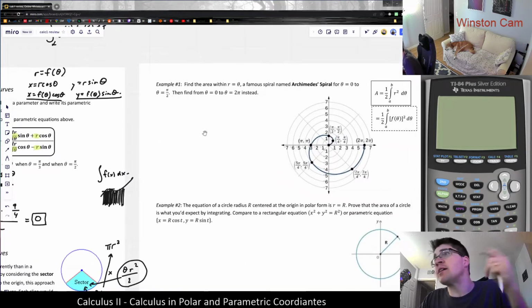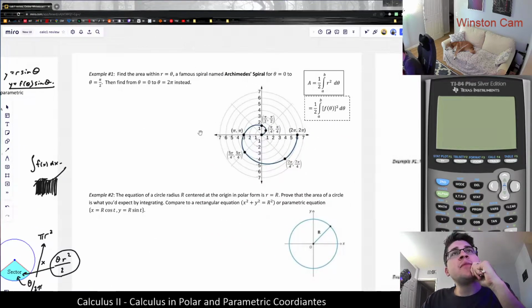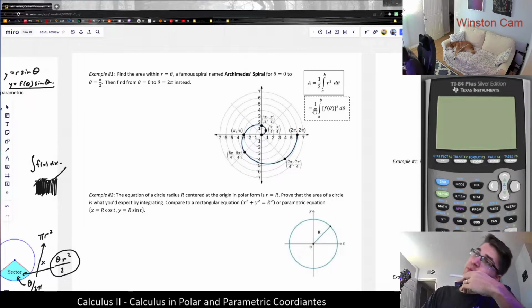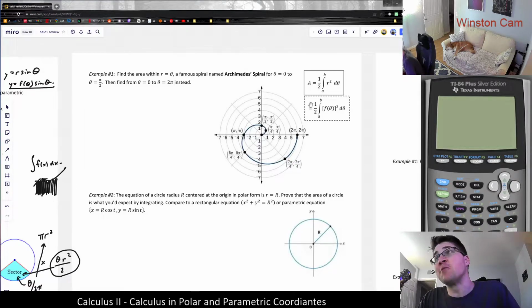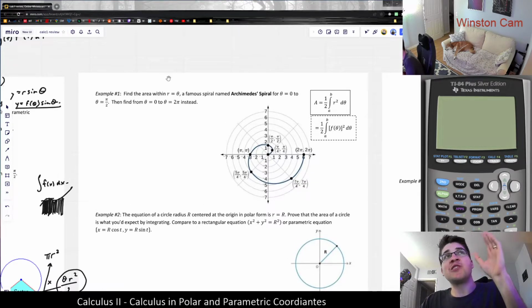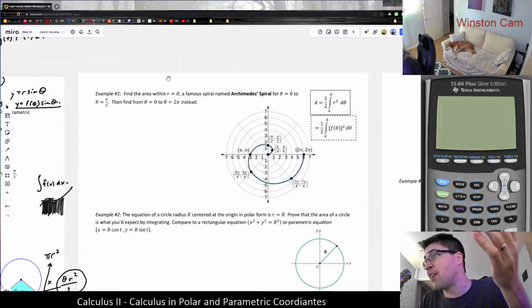So let's do a quick example. Example number 1 says, find the area within r is equal to theta, which is the equation of a spiral, sometimes nicknamed Archimedes, because there are a lot of different spirals in math, but it's one of the most basic ones, which basically says, if I start at 0, thinking about the relationship between r and theta in polar form, notice this is very different from the equation x is equal to y, which would just be that of a 45-degree line.